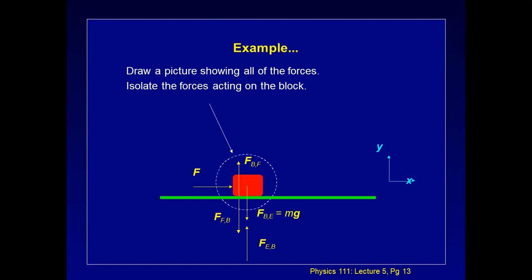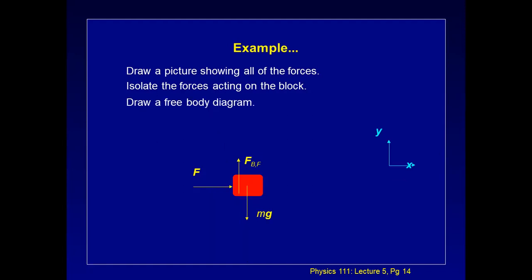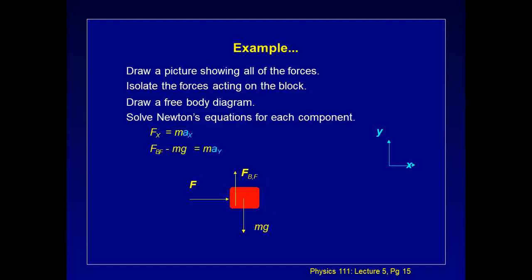Okay. Draw a picture showing all the forces and isolate the force acting on the block. After drawing the free body diagram of the block, solve for Newton's equations for each component. The summation of forces in x is equal to mass times the acceleration in the x-axis.